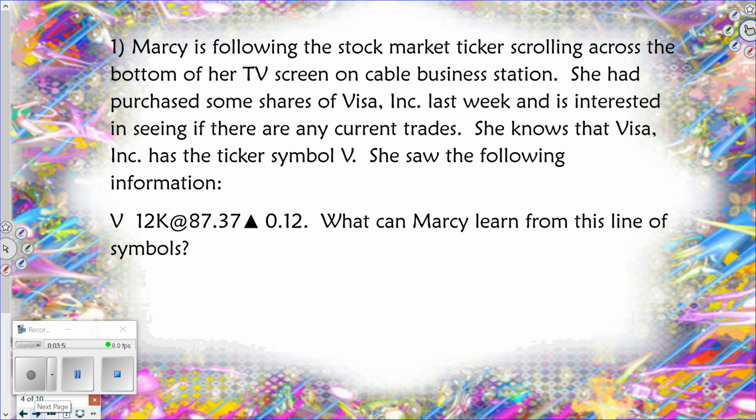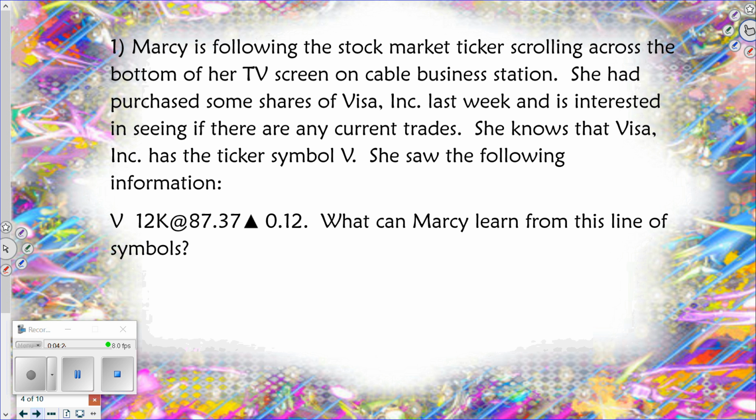All right, so number 1, Marcy is following the stock market ticker scrolling across the bottom of her TV screen on a cable business station. She had purchased some shares of Visa last week and is interested in seeing if there's any current trades. She knows that Visa has the ticker symbol V. She saw the following information: V 12K at 87.37, an up arrow 0.12. What can she learn just from reading that?